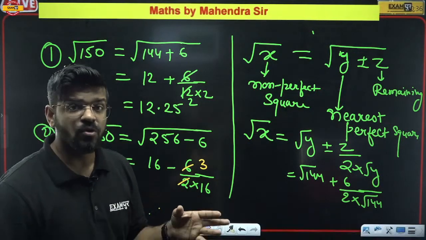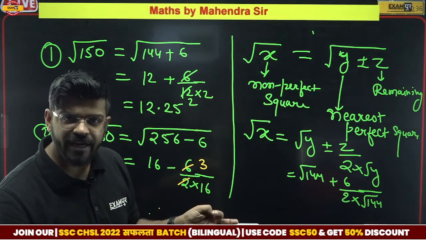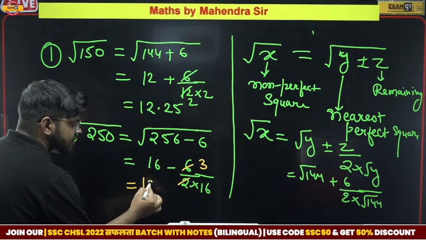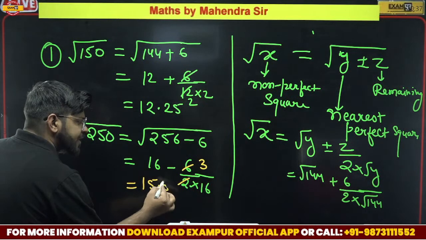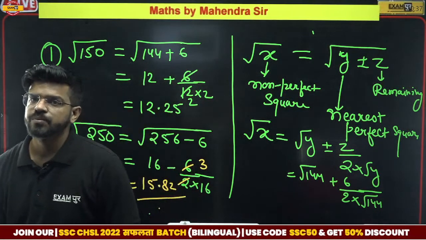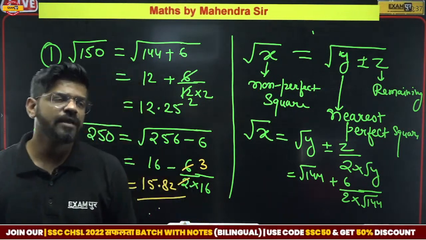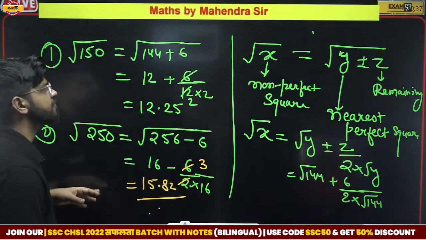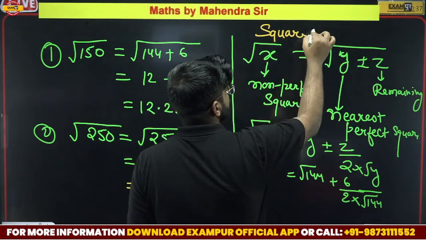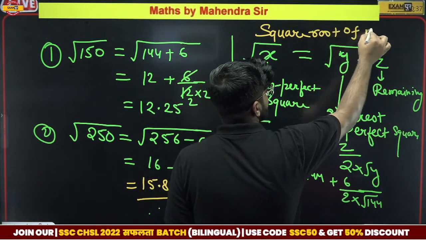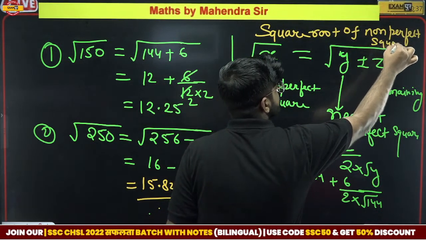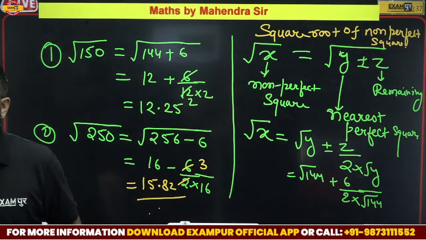So after converting from percent, it will give you 0.18. After subtracting 0.18 from 16, what will we get? We will get 15.82. Clear to everyone? So this is how we calculate the square root of a non-perfect square.